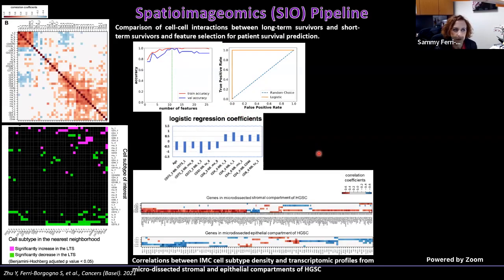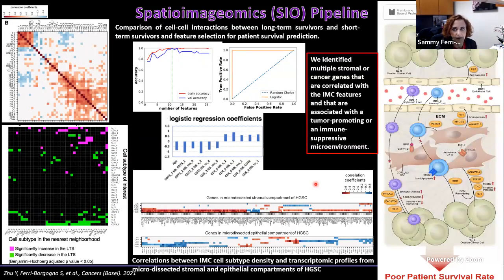So we also performed correlation between the IMC cell subtypes identified and the transcriptome profiles from the microdissected stromal and epithelium compartment of HGSC. So this was a lot of data, but just to give you an idea, this is a cartoon we generated by combining the microdissected profiles and the IMC phenotypes, and we identified multiple stromal or cancer genes that are correlated with the IMC features and that are associated with either a tumor-promoting or an immune-suppressive microenvironment.